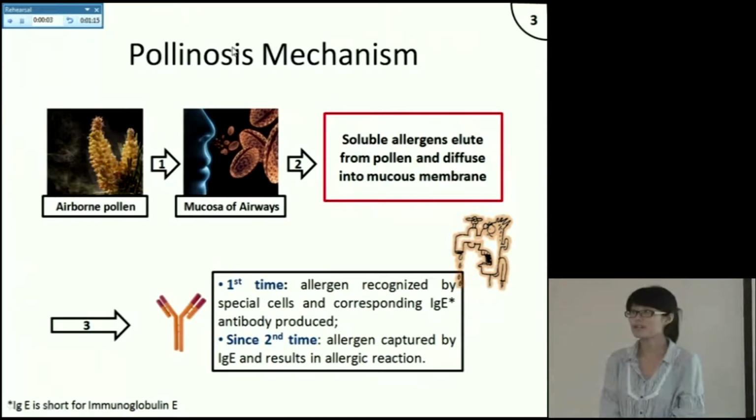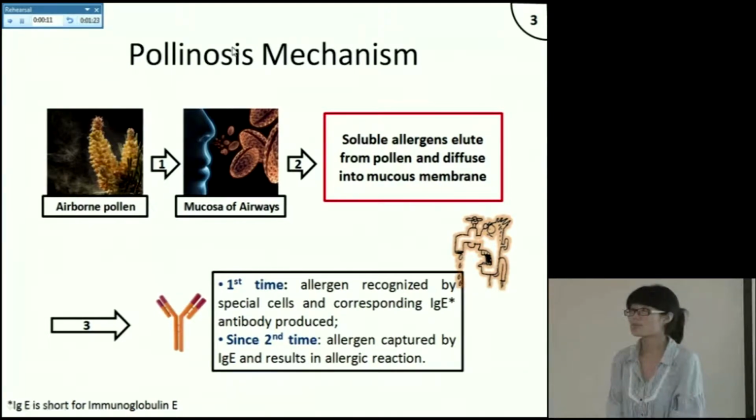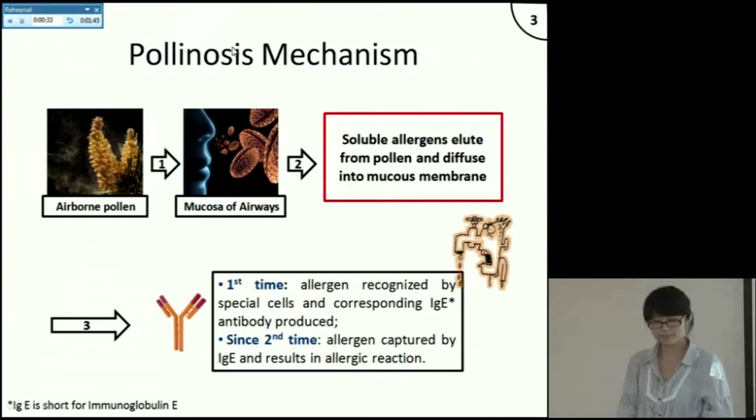Usually, airborne pollen grains invade the human body through airways, for example, the nose, eyes, and mouth. On contact with the mucosa of airways, the soluble allergen will be eluted from pollen and diffuse into the mucous membrane to trigger the allergic reaction. Actually, the pollen itself is harmless to human health, but our immune system misjudges it as a threat and takes a complex set of actions to defend against it.